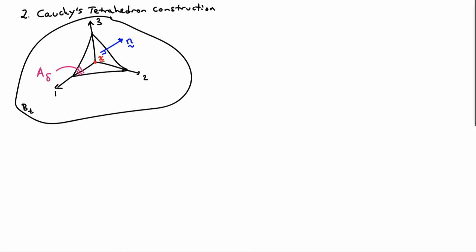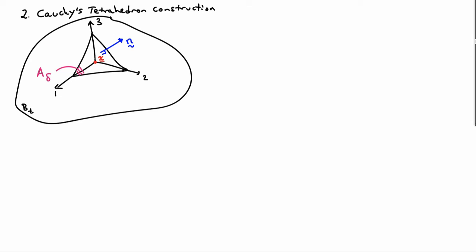So let's continue, and what we're going to now do is another construction, which is known as the Cauchy tetrahedron construction. So what I'm going to consider is looking at a point little x, and I'm going to look at a material tetrahedron, and the edges of the tetrahedron I'll label 1, 2, and 3, so we'll make them 90 degrees to each other. The normal to the slanted face of the tetrahedron we'll call n, and the area of the slanted face of the tetrahedron we'll call a delta.